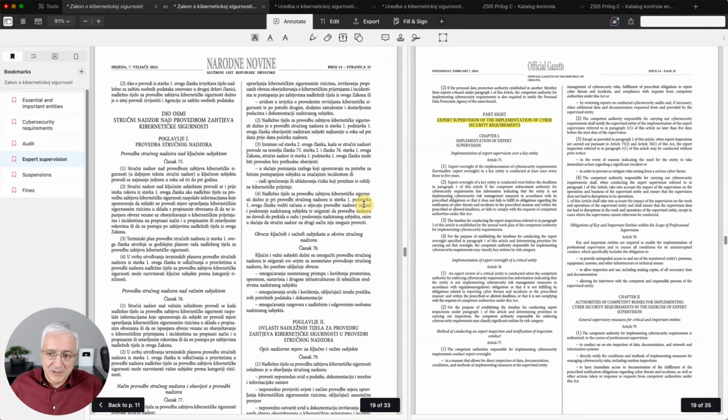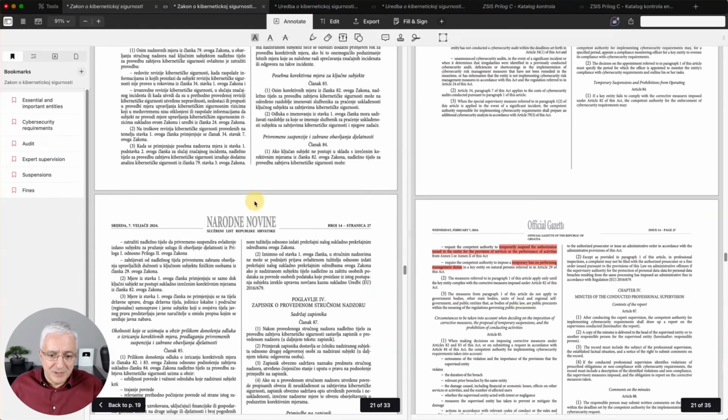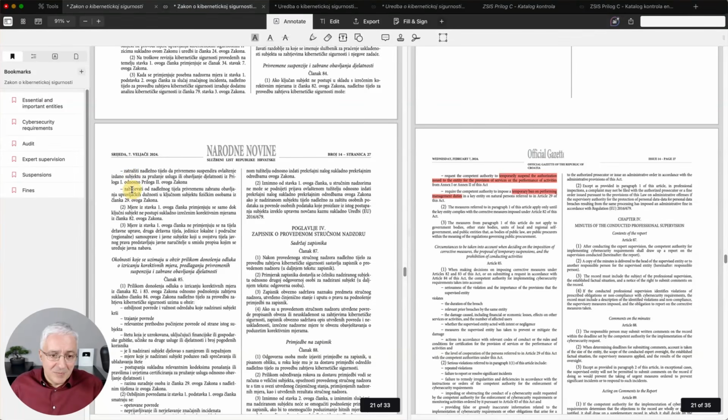So basically here there is a requirement for this expert supervision of the implementation of these cybersecurity measures. And there is one interesting requirement regarding suspensions. So basically, if the company is not compliant with cybersecurity law and regulation, there is a possibility that it loses its license to operate, and also that the executives that work in these companies are suspended. So this is something also that is on top of the requirements from the NIS2 directive.